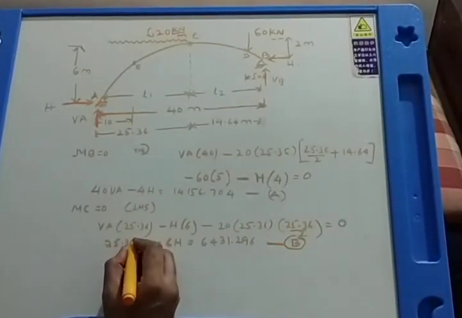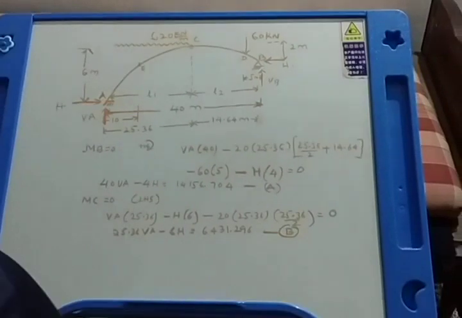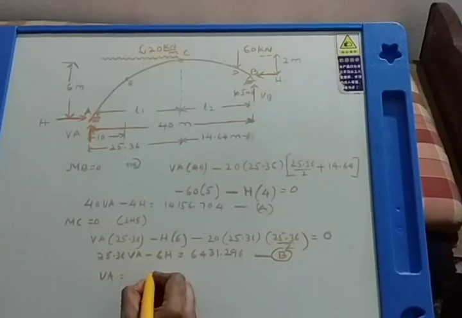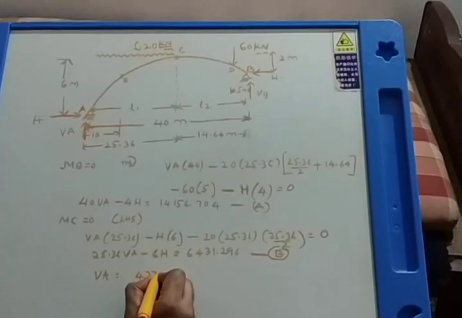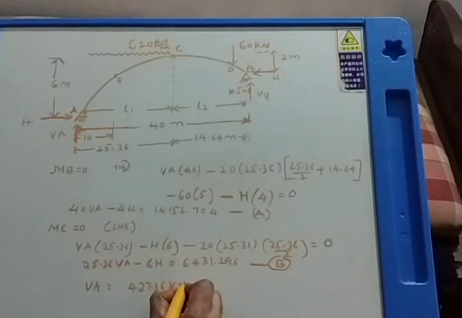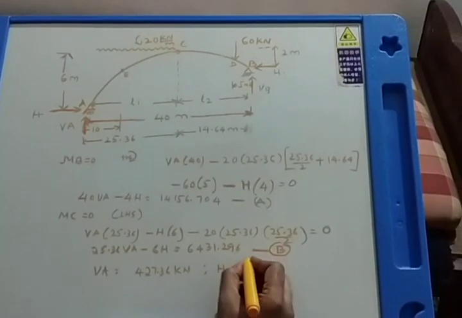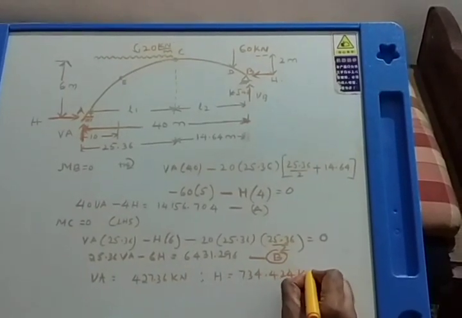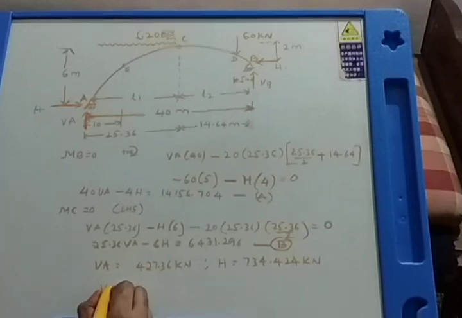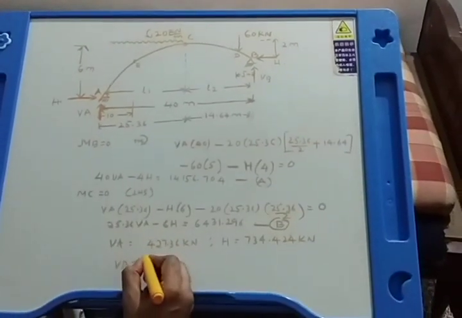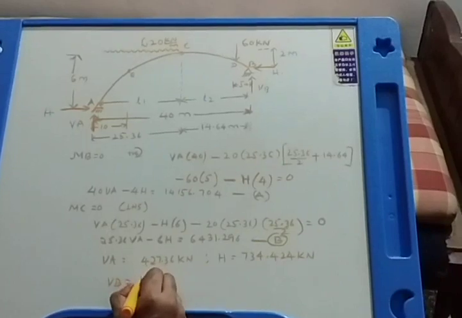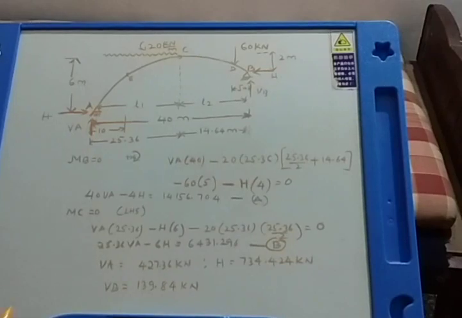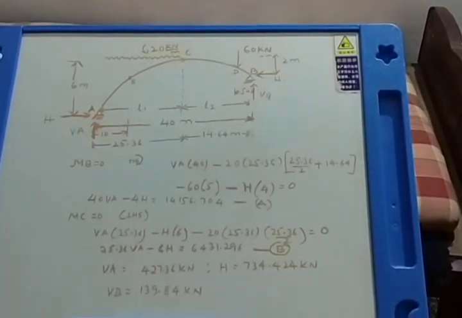So solve equations A and B simultaneously. You are going to get the values of VA and H. VA will be equal to 427.36 kilonewton. H will be equal to 734.424 kilonewton. And when you know VA, you can find out VB by writing simple sigma V equal to 0. And when you do the calculation, VB will be 139.84 kilonewton. So this is how we can find the reactions VA and VB along with horizontal thrust.